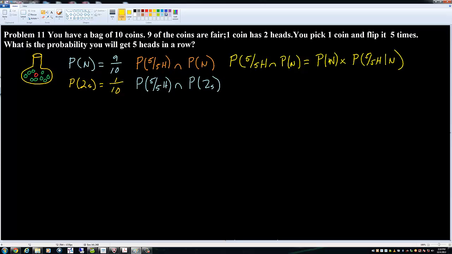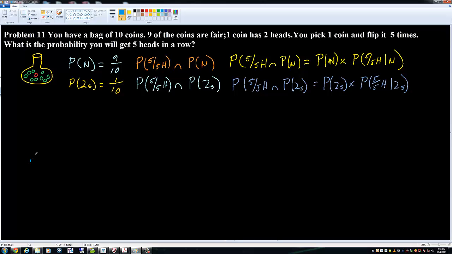Likewise, in the other arm of the study, what is the probability of getting 5 out of 5 heads and the probability of picking the two-sided coin? That will equal the probability of picking the two-sided coin times the probability of getting 5 out of 5 heads given that we picked the two-sided coin. Okay, this is just basic probability. So when the experiment happens, one of 2 things happen.